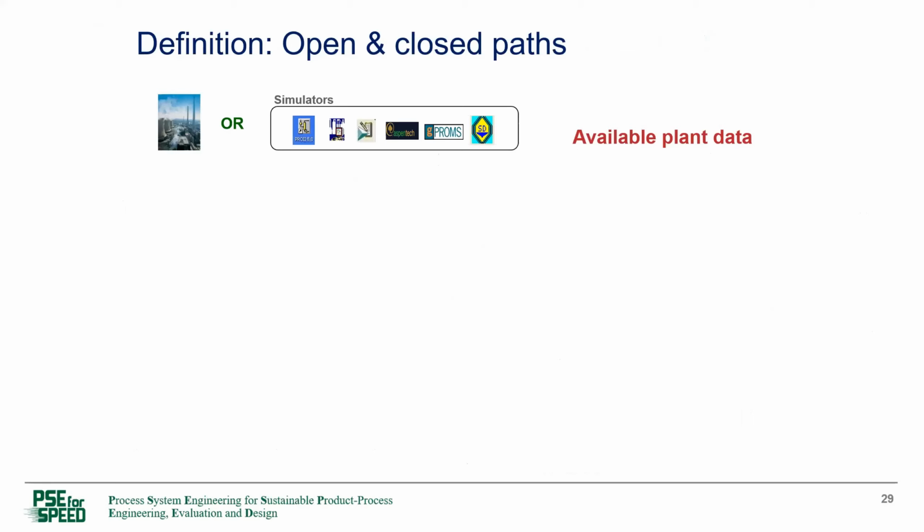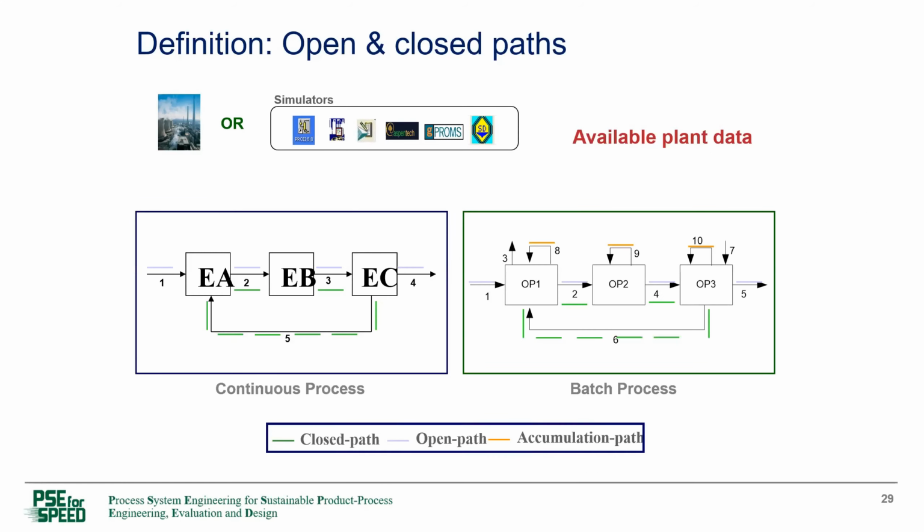We can say that for a chemical process, we have all the information of the plant. Either we have the plant data or we have simulated. So what is a closed path? If you see the continuous process on the left, the green direction is a closed path because it's a recycle loop. Chemicals and energy are going around in this loop. And if there is a lot of material going around, then it's not good.